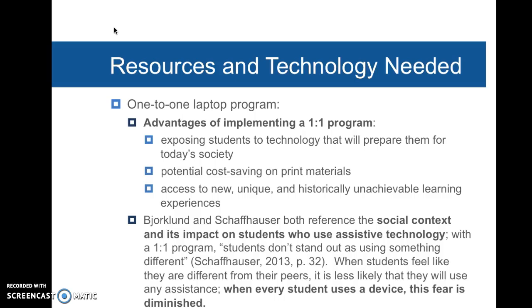But Bjorklund and Schaffhauser also reference the social context and its impact on students who use assistive technology. With the one-to-one program, students won't stand out as using something different. And when students feel like they're different from their peers, it's less likely they'll use any assistance. This is what makes it difficult sometimes when students don't want to use smart pens or an additional device that makes them look different from their peers. It decreases the success of an assistive technology. But when every student uses a device, this fear is diminished, and therefore it's more effective and more likely a student will use the technology provided.